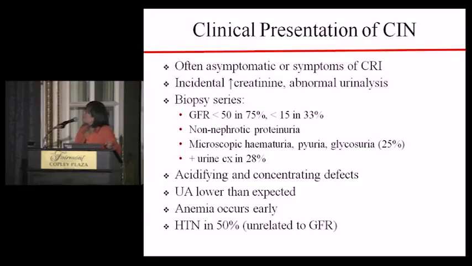What is the clinical presentation of CIN? They are often asymptomatic or present with symptoms of chronic renal insufficiency. Patients usually come in with an incidental finding of worsened kidney function or abnormal urine analysis. Patients with CIN can have anemia occur earlier, and about 50% of patients would develop hypertension, or be associated with hypertension, should I say. Okay.